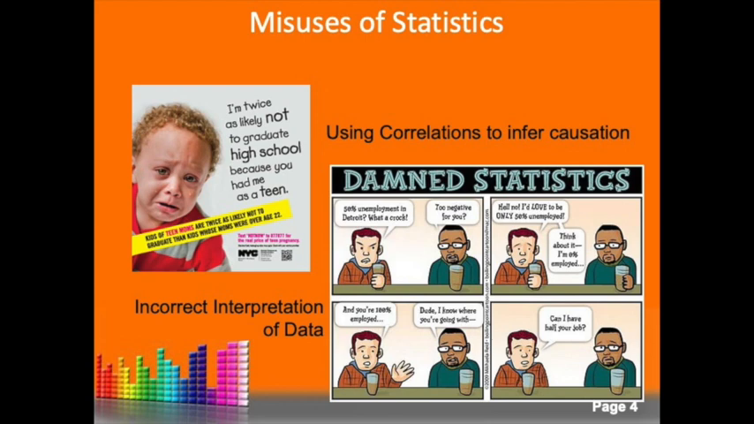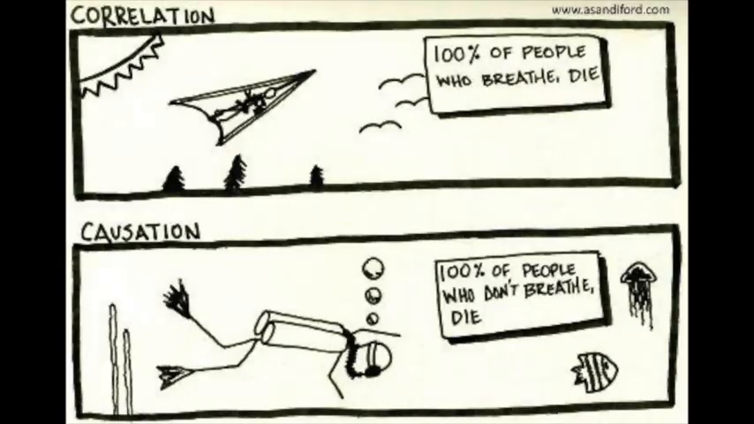And probably the most common misuse of statistics is using correlations to infer causation. So we're going to learn about correlations, but in short, they are a statistical analysis that takes only two variables and looks to see if they are related to one another, not if one causes an effect in the other. But a lot of times researchers or journalists will take correlational research and report it as causal.